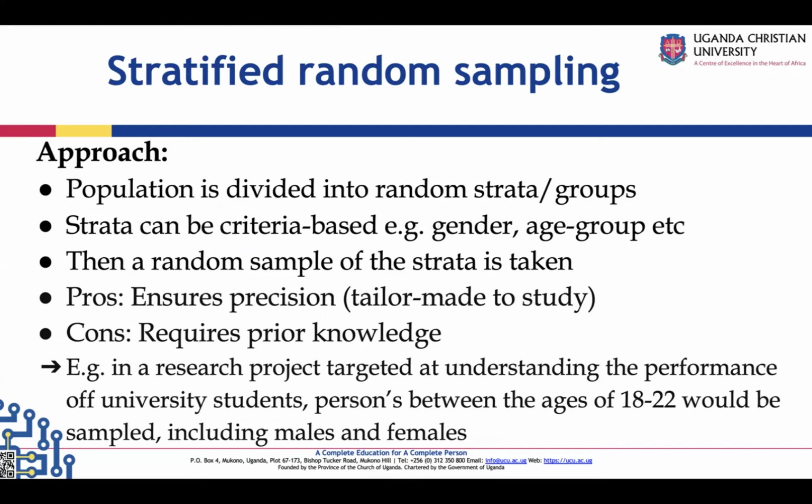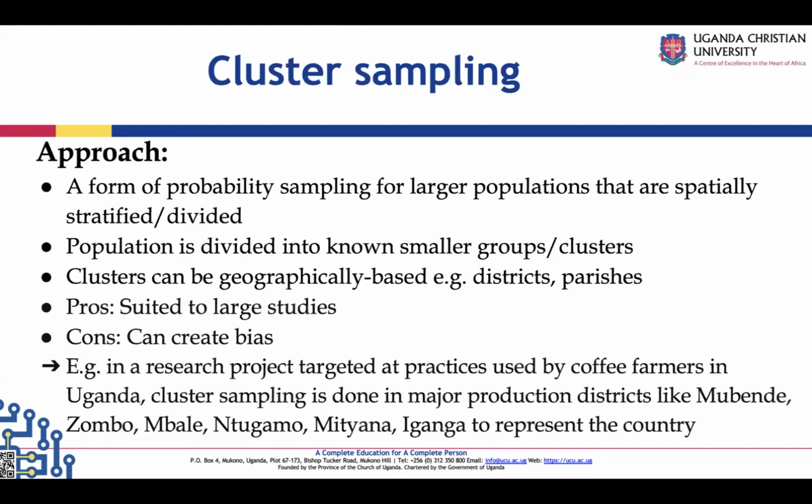For instance, if you have a research project that is targeted at understanding the performance of university students between the ages of 18 to 22, and you are sampling just this group, okay, you can choose a criterion that is gender-based. So you would make sure to include males and females, having prior knowledge that there are actual males and females in that community that range between these age groups.